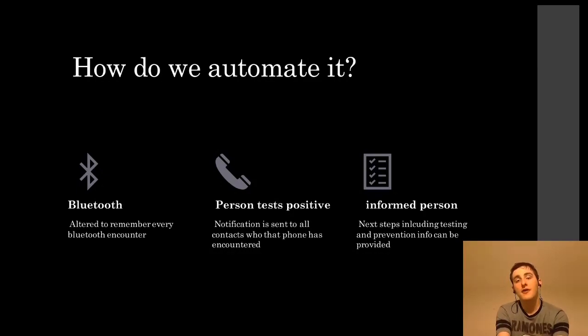So if a person tests positive, then a notification is sent out to any phone that has come into contact with that person's phone. Then the informed person can take the next steps, including testing, and prevention info can be provided. So that's a good thing. And this is easier than asking a patient, okay, who have you seen in the past few days that might possibly be infected? It's a lot more accurate. Yes, there will be some false positives, but it's more important to keep people safe than it is to worry about those false positives.